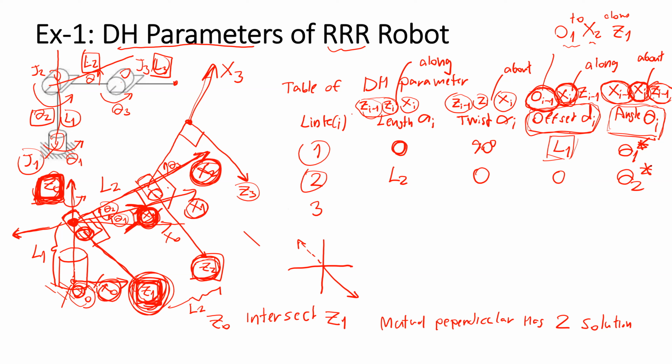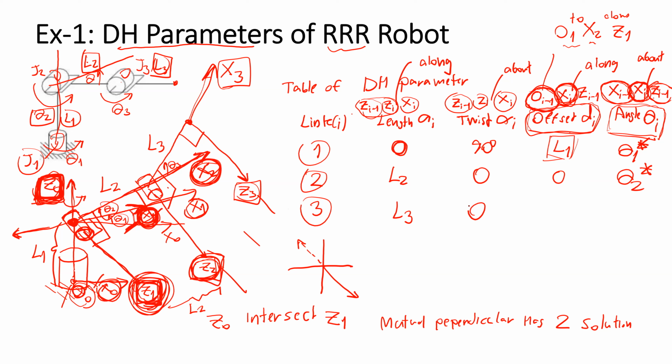And this is the joint angle, the joint variable, because it can be controlled by an actuator. With the same concept, the length of link 3 is the distance between C2 and C3 along X3. So this length is L3. The twist is the angle difference between C2 and C3. It has the same direction, so the angle will be 0.